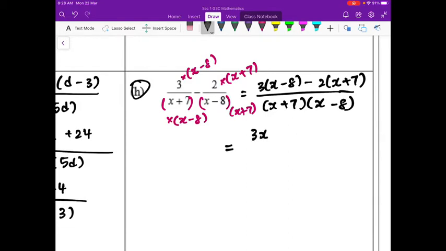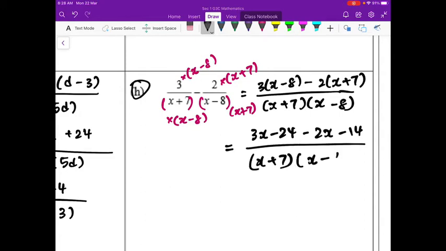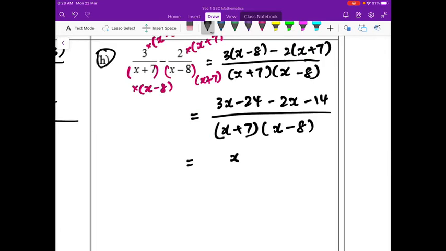3x minus 24 minus 2x minus 14, over x plus 7, x minus 8. 3x minus 2x, that's just x. Negative 24 minus 14 is minus 38, over x plus 7, x minus 8. Do you all get this?